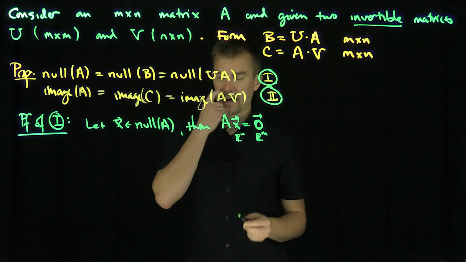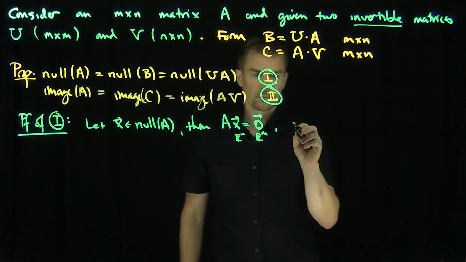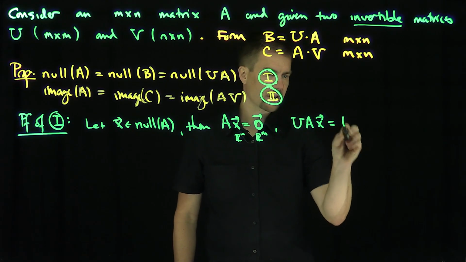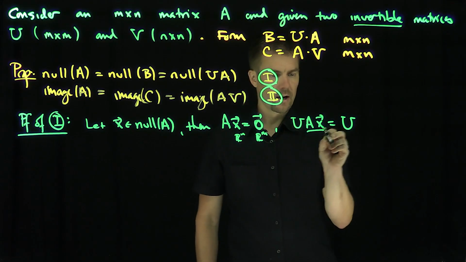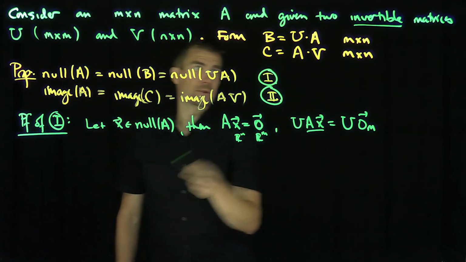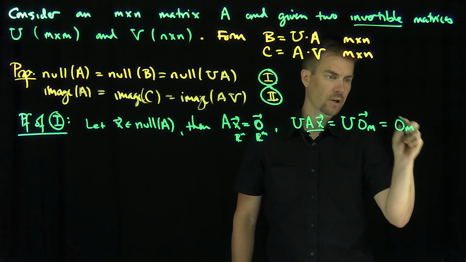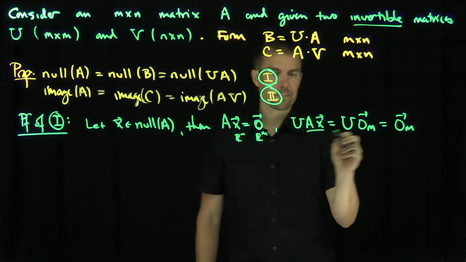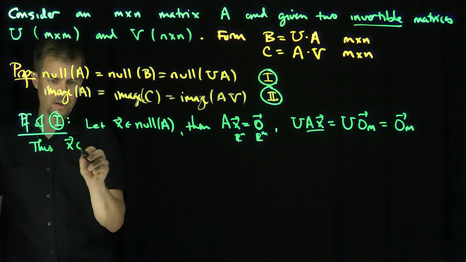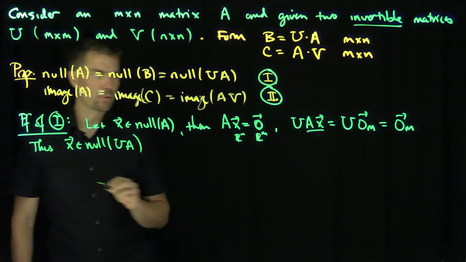Now, of course, we know that U is invertible. So now, let's look at UA of X. Well, UA of X is going to be U of what? Of the m-dimensional 0 vector. And of course, U is just, as a matrix, any m by m matrix maps 0 to 0. So this is going to be the m-dimensional 0. And that implies that X is where? This implies that X, thus, is in the null space of UA. Okay, so that proves one inclusion over here.